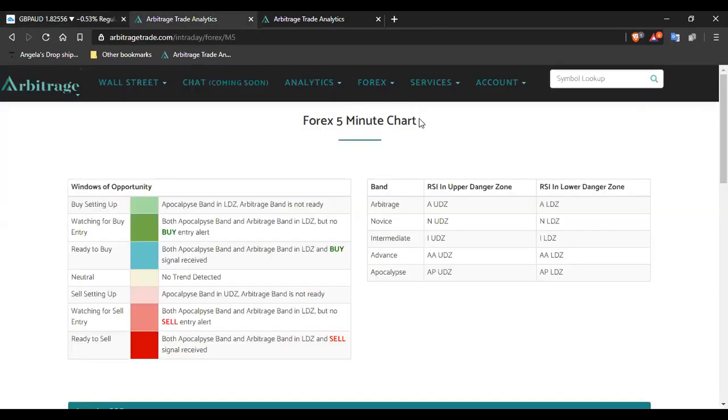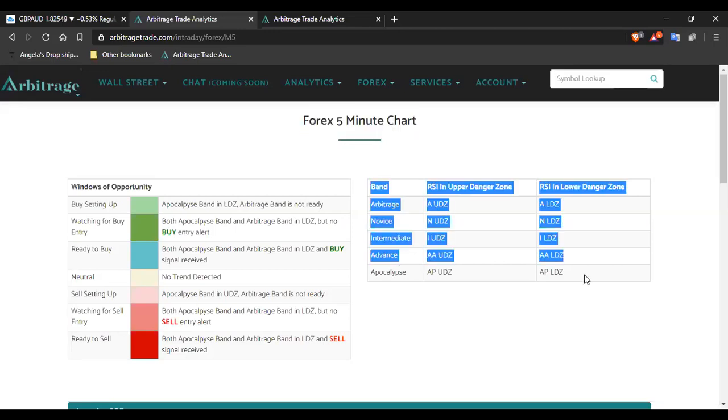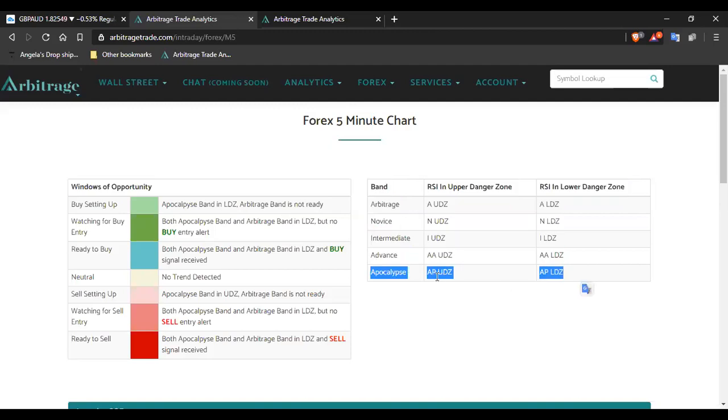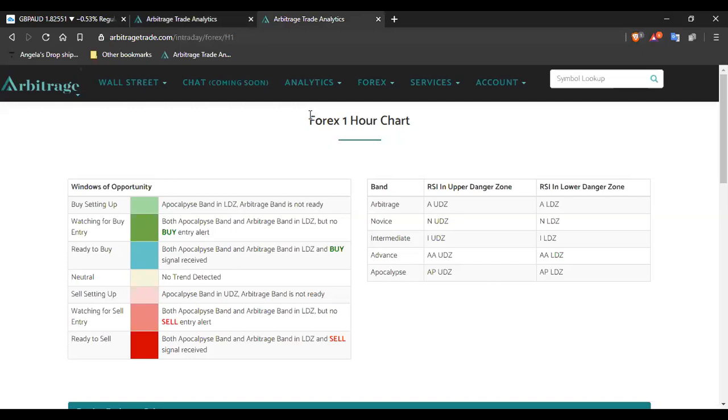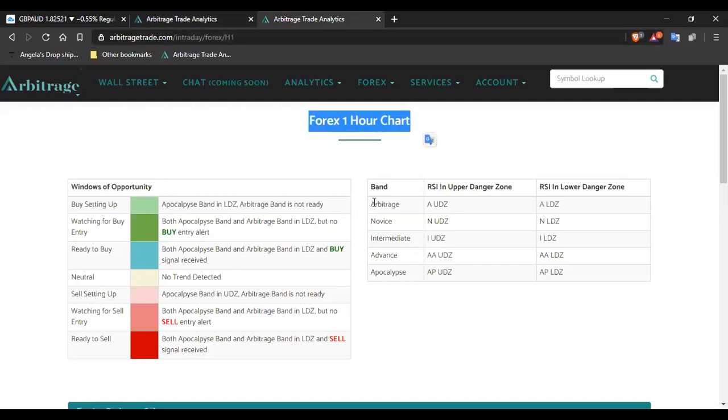So you guys know how I usually do it. I look on the Forex 5-minute chart to look at the Apocalypse band. This is like the biggest band on the arbitrage indicator. And then I look at the Forex 1-hour chart and I look at the arbitrage band. It's kind of the same thing, it's just showing confluence, right? So let me actually set it up on the charts over here.